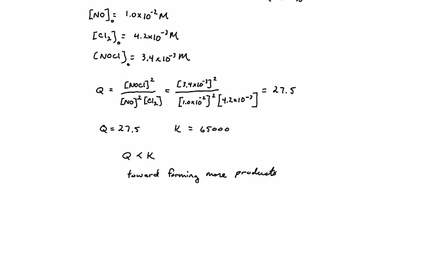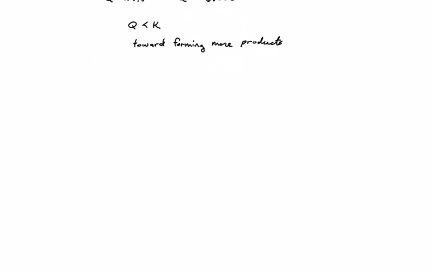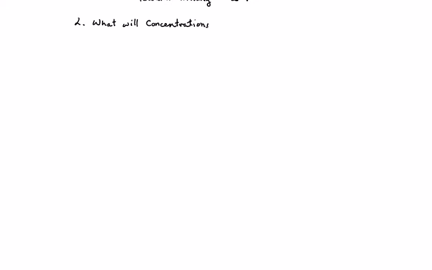Okay, and it's going to keep on doing so until Q equals K. Now the second question that we can answer with our knowledge of the equilibrium constant is, what will the concentrations be at equilibrium? So if we have a reaction that's known to achieve equilibrium, we know its equilibrium constant, and we know what the initial concentrations are, then we can predict what the equilibrium concentrations are going to be.